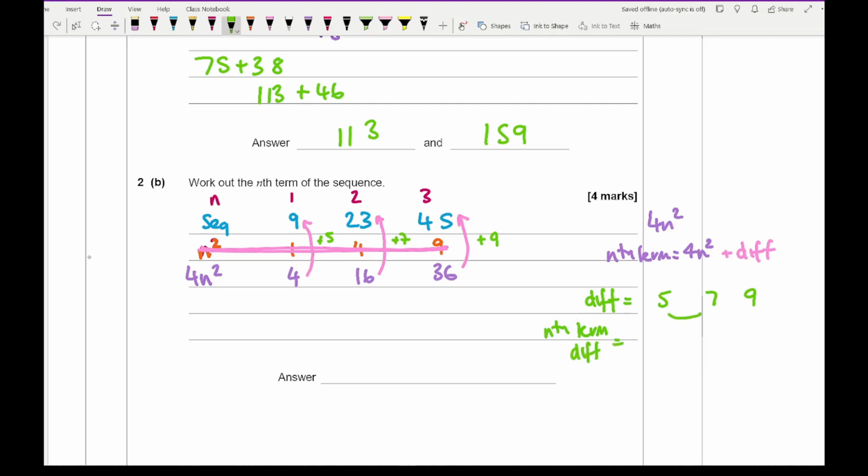is going to be, well, the difference is 2. So I'm going to have 2n. And then what do I have to do to 2n to get 5? I need to add 3. So it's going to be 2n plus 3.